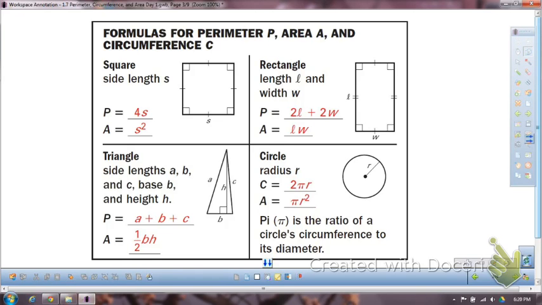And I'm going to ask the teacher for the day to go ahead and leave this up on the screen as a reminder to the students of what formulas they will need for the worksheet.